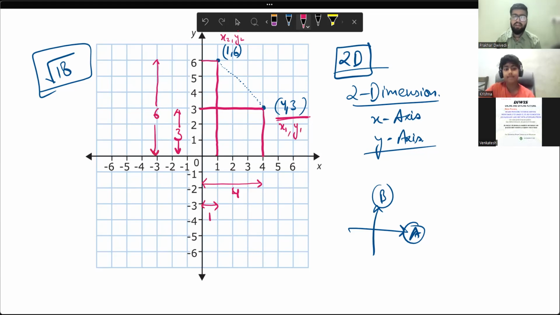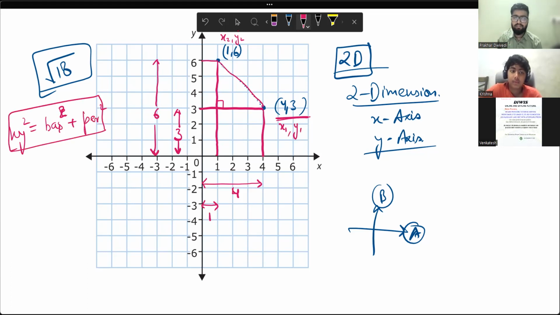Now, if we look at this, basically this is a 90-degree triangle, a right angle triangle. In a right angle triangle, we know that the hypotenuse square is equal to the base square plus the perpendicular square, or the height square. For that we need to find out this thing.